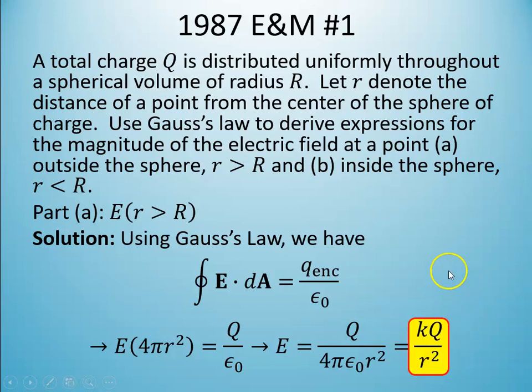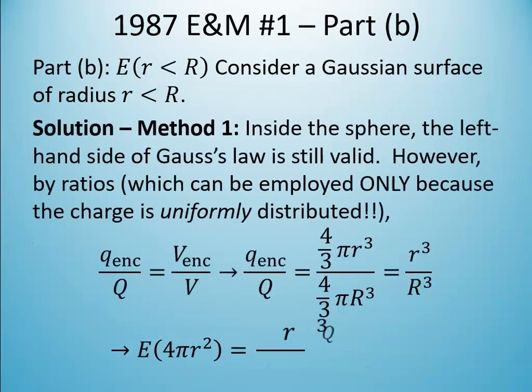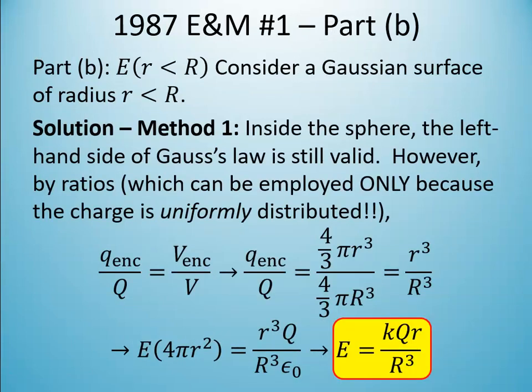They wrote it as 1 over 4 pi epsilon naught times q over r squared, but we recognize that the Coulomb constant K is 1 over 4 pi epsilon naught. Moving on to part B. If we used the ratio method, then they would have given 1 point for considering a Gaussian surface, basically mentioning that you're dealing with a Gaussian surface of radius little r less than big R.